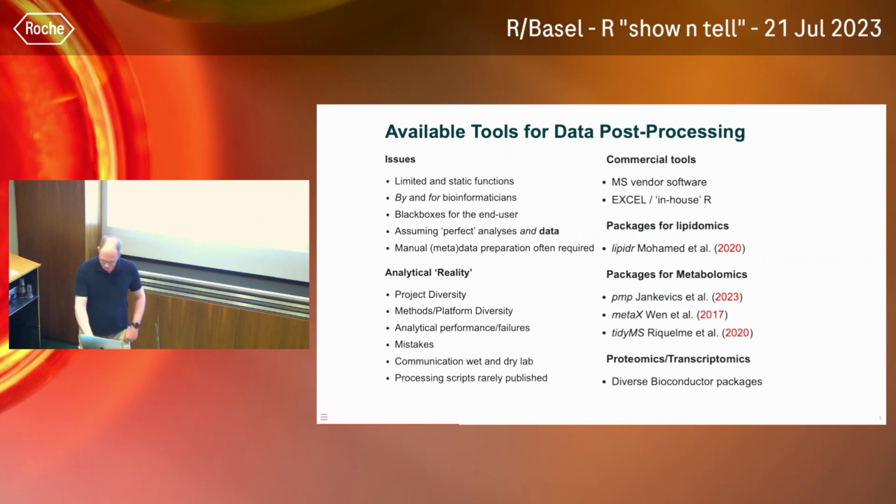The analytical reality is that projects are very different. As I said, we have 10 samples, 10 analytes, or thousands of analytes. We have different platforms and different methods with different kinds of data features. Sometimes the analytical runs go well, sometimes they fail and have to be repeated, or partially repeated. So mistakes happen: some QC samples are missing, some numbers or dilution factors were confused, and so on. And then communication between the wet lab and the dry lab sometimes just stops, especially when these kinds of mistakes happen, so information gets lost.